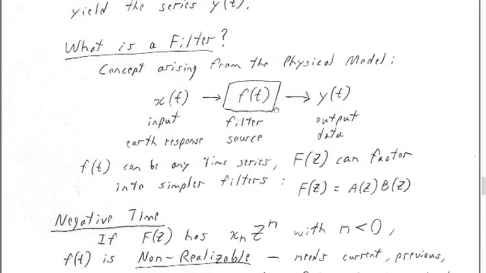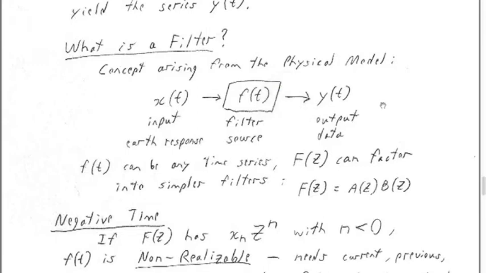I could mention the rupture propagation. I could mention the near source 3D structure. I could mention the basin structure, the mantle structure. You end up writing a whole row of these filters, but they all get convolved. They all get multiplied. All those Z polynomials get multiplied, and you still end up with an output seismogram Y.